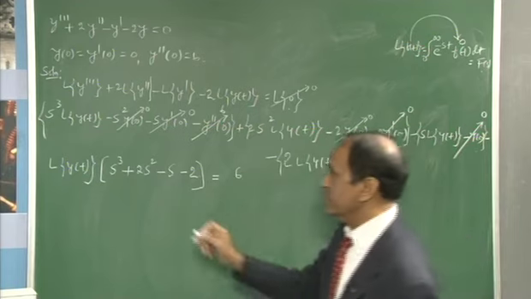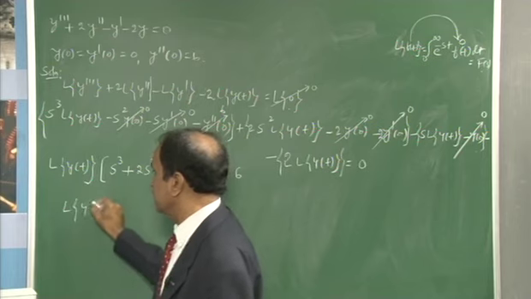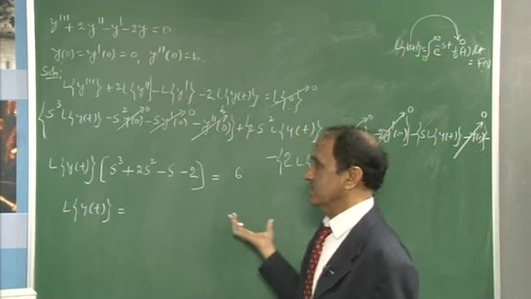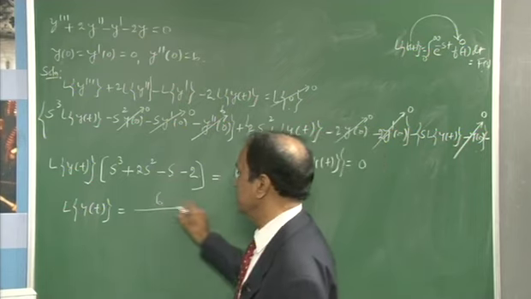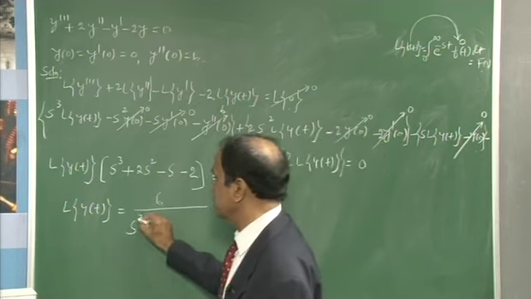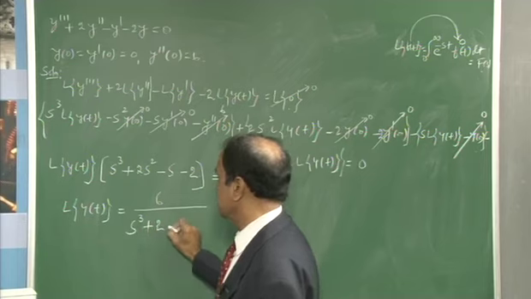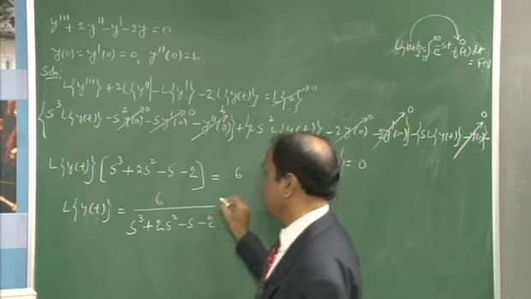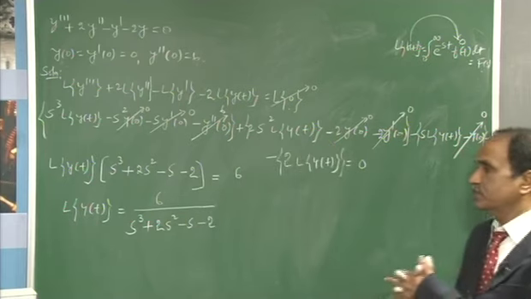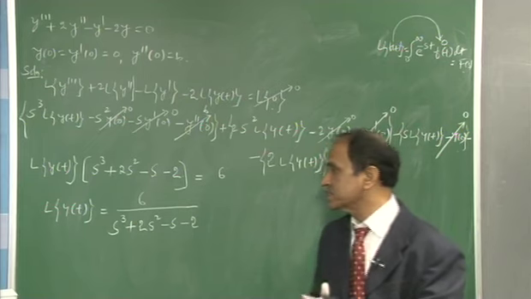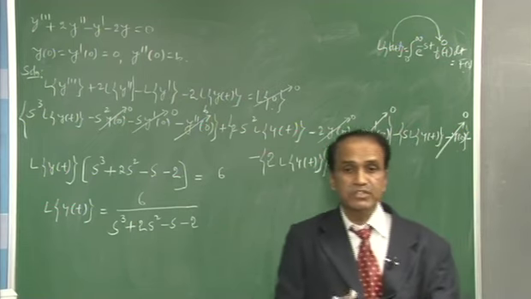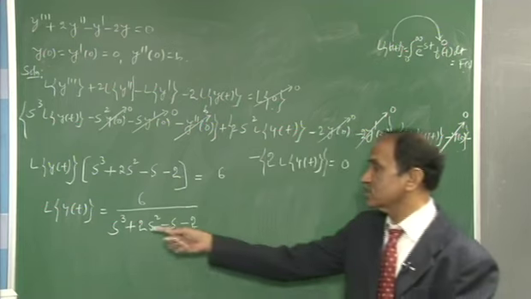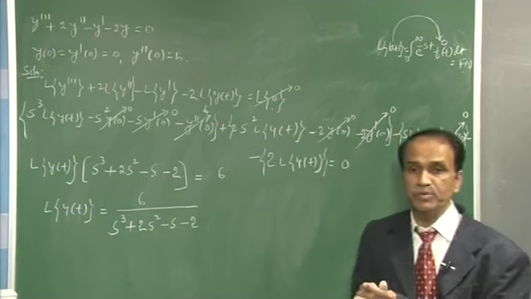That is all. Then what is your L of y of t? L of y of t, you have to shift this to the right side, which should be 6 divided by s cube plus 2s square minus s minus 2, with all these terms taken to the denominator. Now this situation in the denominator is a third degree equation. When you come across a quadratic equation we can easily manage, but when you come across a third degree equation you have to write the factors properly.